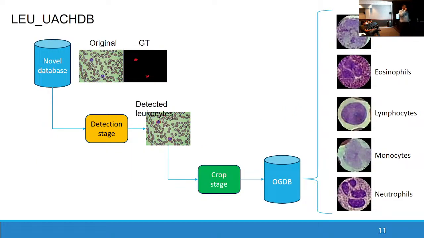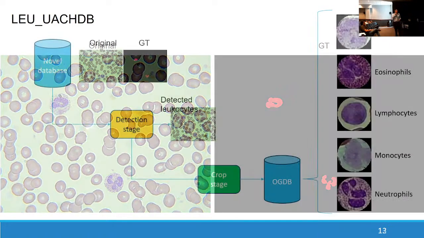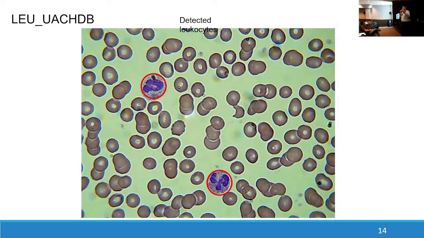Let's talk about the dataset description. The new dataset, as we saw before, has the original image and the ground truth. Here's an example of the original image that was taken directly from the microscope and its ground truth. Here we're seeing 2 leukocytes, both of them red, and that means that both of them are neutrophils. Then we have a detection stage in which we get the input directly from the microscope, and then we mark with red circles the leukocytes that were detected in this sample. For example, here are two of them.